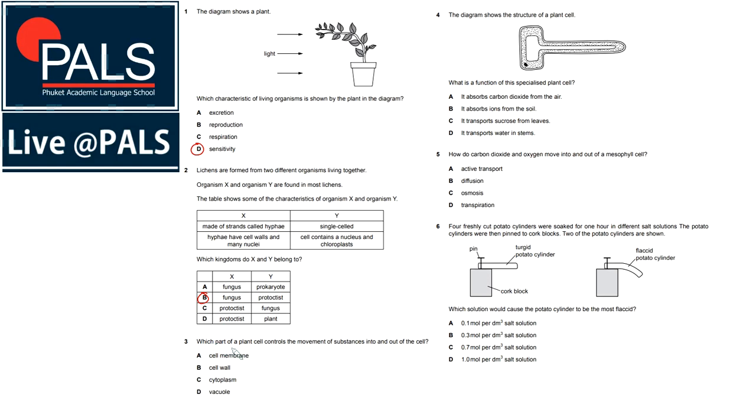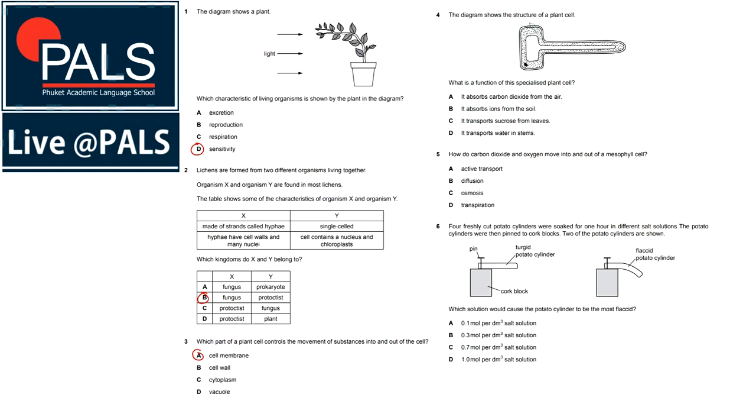Which part of a plant cell controls the movement of substances into or out of the cell? This one is a bit misleading. We don't need the word plant here at all. What part of a cell controls the movement of substances into and out of it? It's the same in all cells. It's the cell membrane. By the way, if you want to answer the questions by yourself, you can pause the video for every question, attempt it yourself and then continue with the video. We will go through this relatively quickly today.